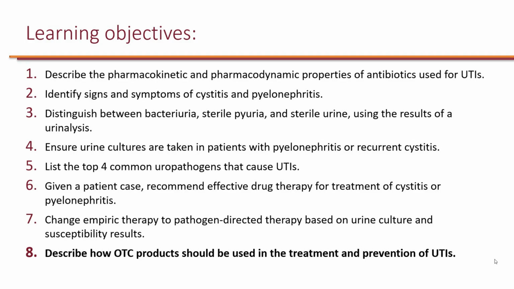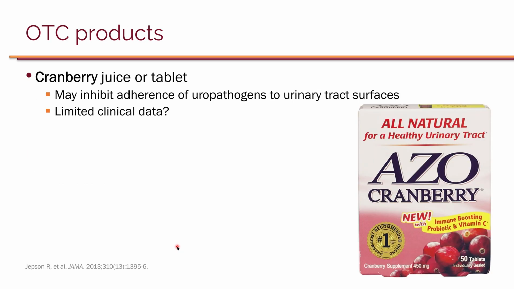The last learning objective is to describe how over-the-counter products should be used in the treatment and prevention of urinary tract infection. So when it comes to over-the-counter products, a lot of people are interested in cranberry products, so juice or tablet. The idea behind this is that cranberry may inhibit adherence of uropathogens such as E. coli to urinary tract surface. If so, it may be able to prevent urinary tract infections.